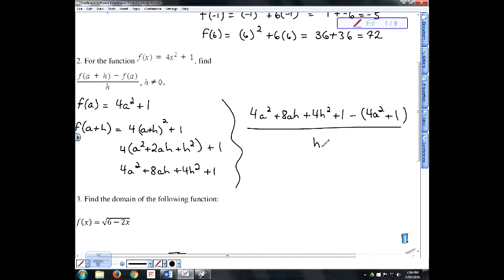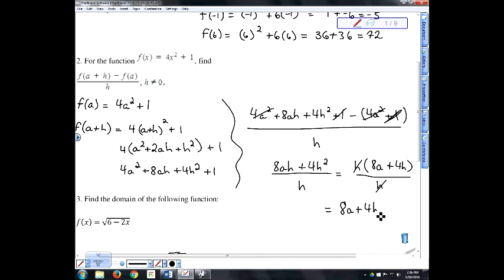Now at this point, a lot of terms in the numerator should cancel. The 4a squared, negative 4a squared, positive 1, that really is a negative 1 if you were to distribute that minus sign. So you have 8ah plus 4h squared all over h. If you look at the numerator, you can factor out an h from each term. And you can cancel the h that you factored out with the h in the denominator. So the answer is 8a plus 4h.